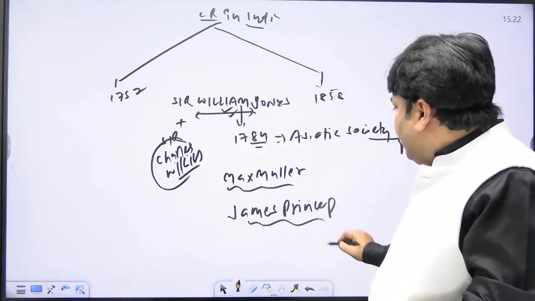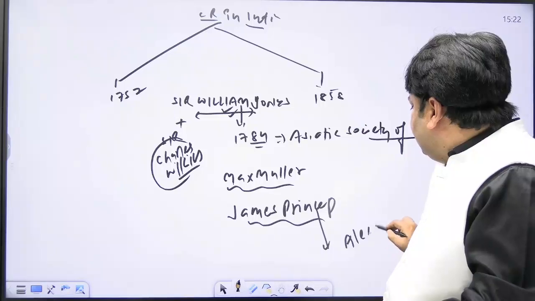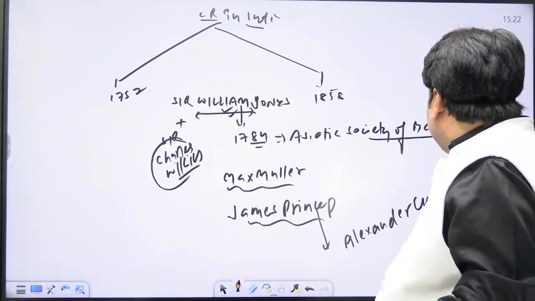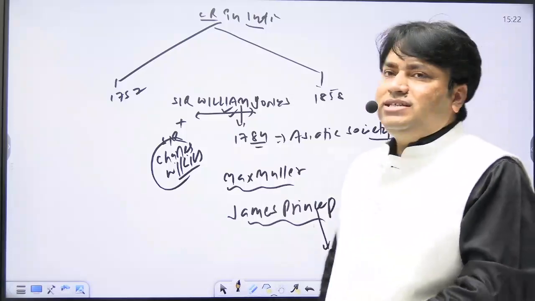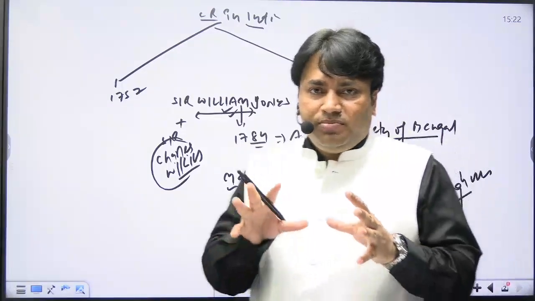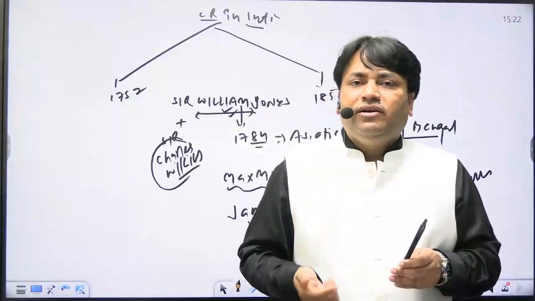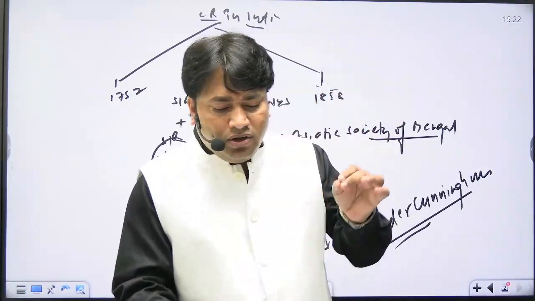His assistant was Alexander Cunningham. You will also hear this name. So what did James Prinsep do? In 1837, he was successful in deciphering what was written on the edicts of Ashoka.